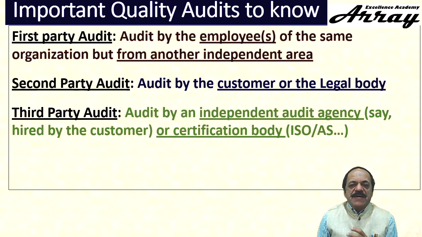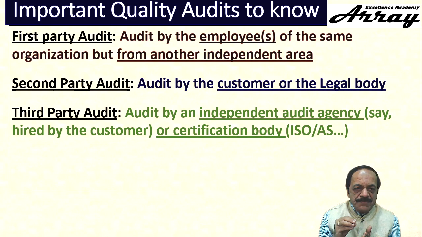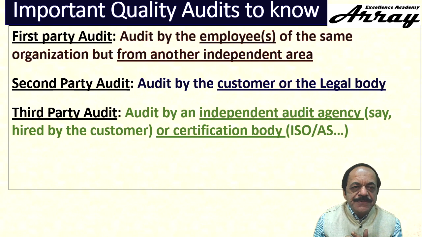Third party audit is by an independent audit agency, say the certification agency, or there can be an organization hired by my customer. For example, we were doing business for GE Medical System. They hired one agency in Mumbai who came and audited us whether we are compliant to the international standard like ISO or not. These people become the third parties and their audit becomes the third party audit.